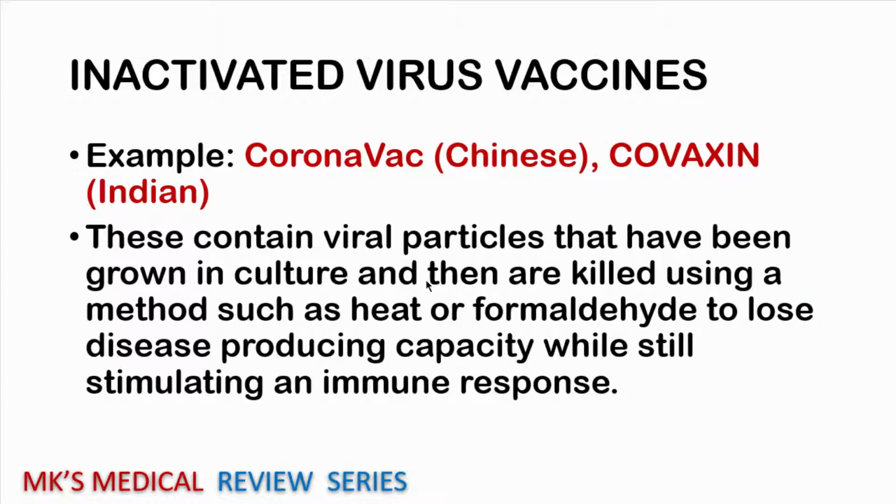Then moving on to the next type of vaccines, you have the inactivated virus vaccines. Examples are the CoronaVac, which is a Chinese vaccine, and the Covaxin, which is obviously an Indian one. These contain viral particles that have been grown in culture media and then killed. They're killed using either heat or formaldehyde, so that the virus loses its capability to produce any disease, but it will still be able to stimulate the immune response because it will still have those antigens that can stimulate the immune system. Though not as effective as the other types of vaccines that we talked about earlier on, they still do potentially cover you to some extent.